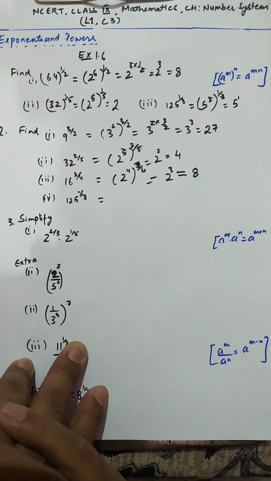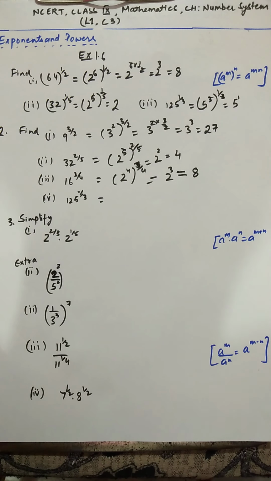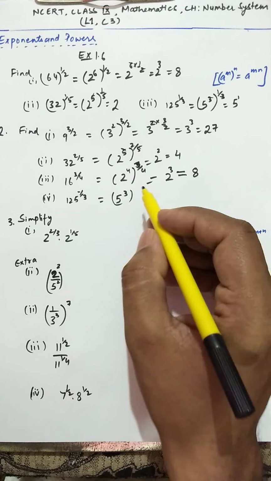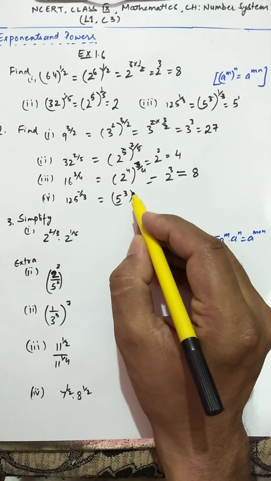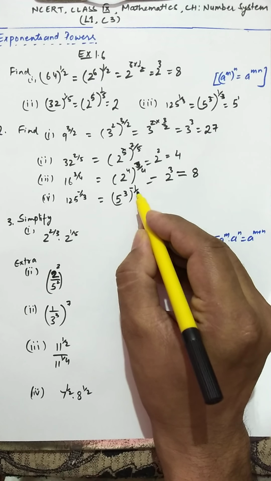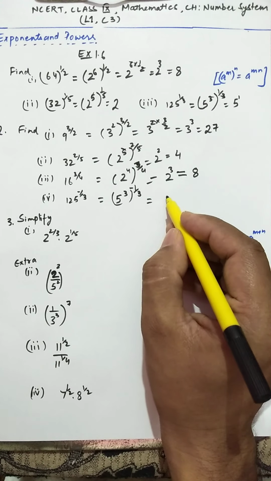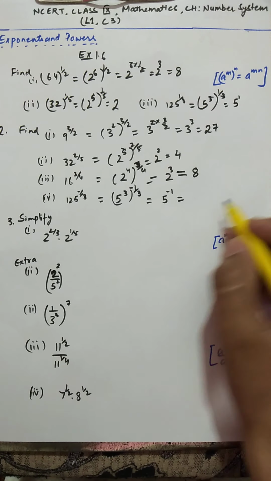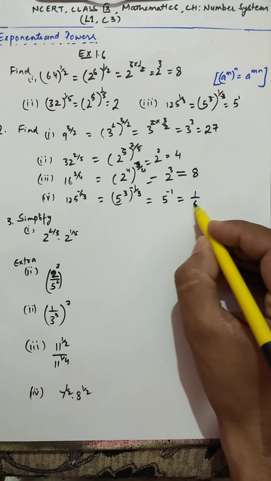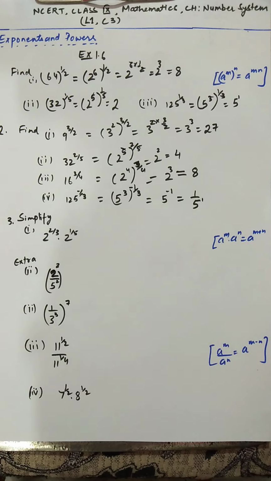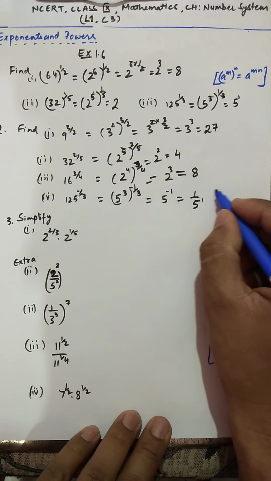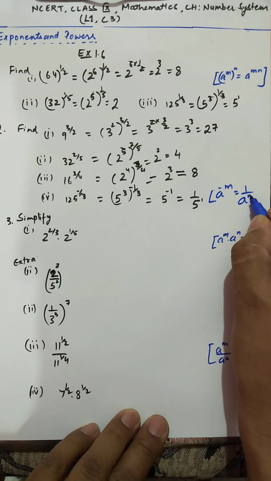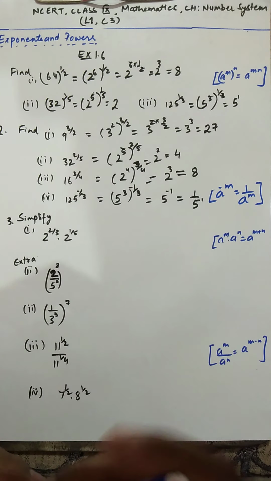Now this is 125 and this exponent is minus 1 upon 3. So what we do is first we write 5 cube. 125 can be written as 5 cube and this is minus 1 by 3. So 3 will get cancelled, so it becomes 5 to the exponent minus 1, and you also know the rule that it can be written as 1 upon 5. Whether you mention it or not, I am mentioning this rule: a to the power minus m is 1 upon a to the power m. So we have used this law.